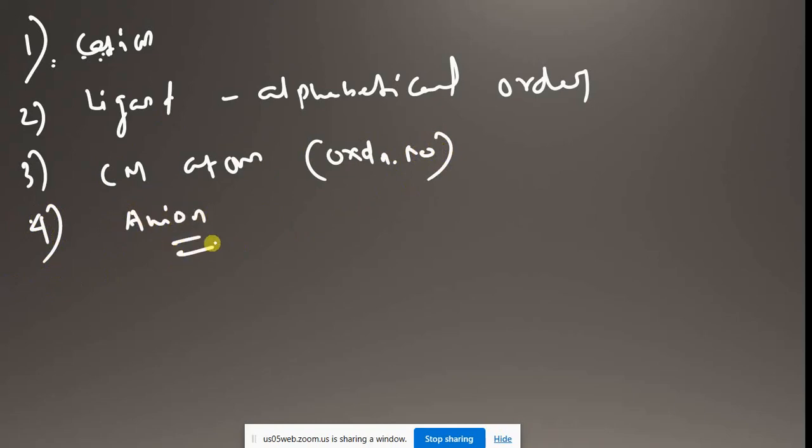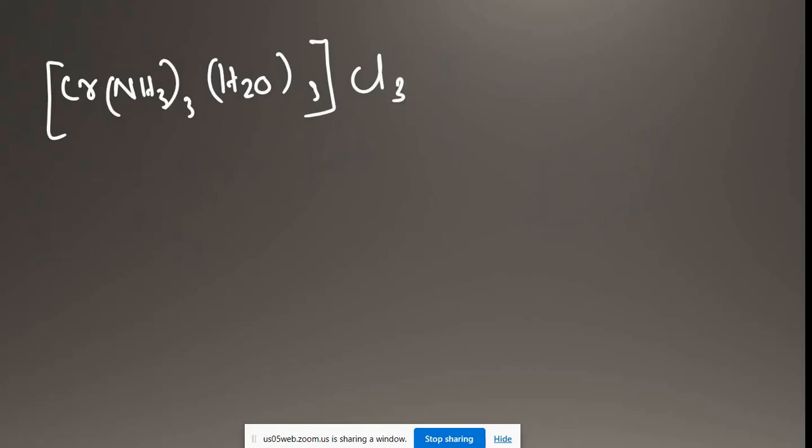So in the negative complex, where is the change in the name of the central metal atom? We have to add ATE. That's all. Quite simple. Let us go for examples now. So this is a complex. First, we have to find out whether it is an anionic complex or a cationic complex. Very good. It's a cationic complex because Cl is minus. So 3 minus means here there should be 3 plus and 3 minus. Now, as usual, first we write the name of the cation.